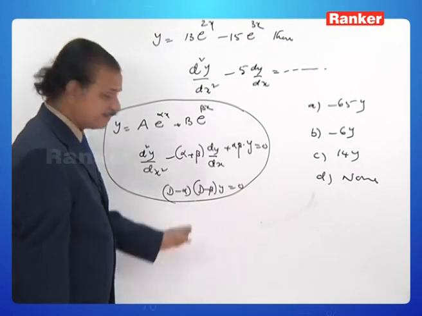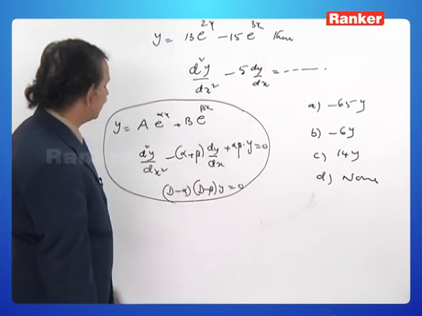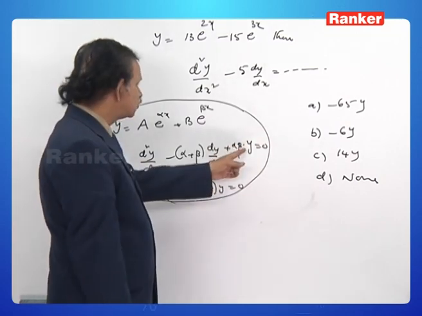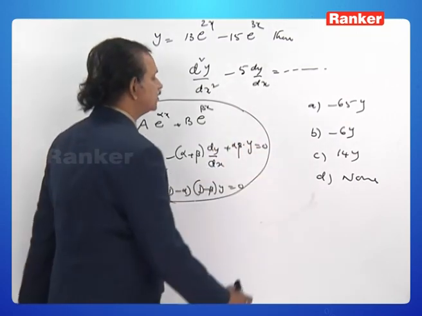Yes. So with this, d square y by dx square minus alpha plus beta, which is 5, into dy by dx plus 6y is equal to 0. So it is minus 6y.